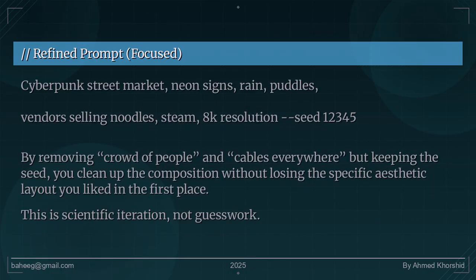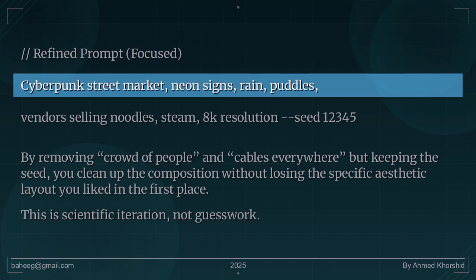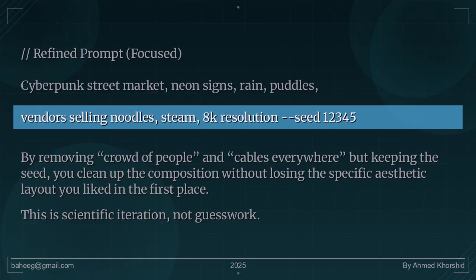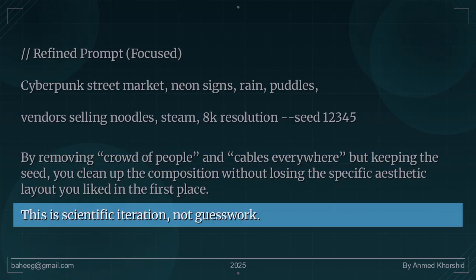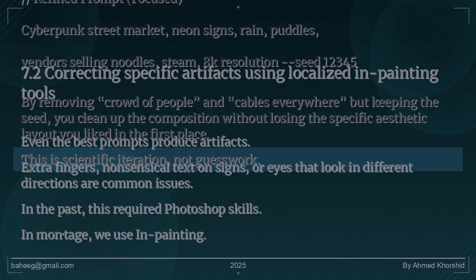Refined prompt, focused: Cyberpunk street market, neon signs, rain, puddles, vendors selling noodles, steam, 8K resolution, seed 12345. By removing crowd of people and cables everywhere but keeping the seed, you clean up the composition without losing the specific aesthetic layout you liked in the first place. This is scientific iteration, not guesswork.